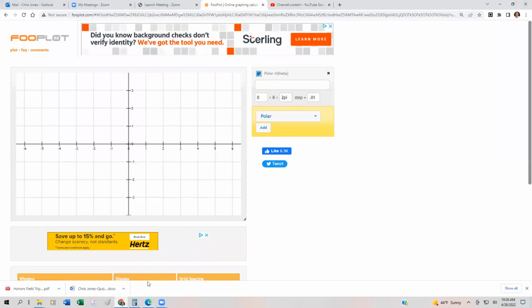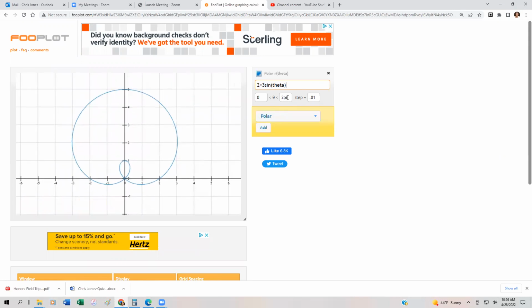So we're going to take a look at the graph of this. If we look at the graph of 2 plus 3 sine theta, this is the graph that we get. What I'm going to do is go from 0 to pi just to make sure that it should go from 0 to 2 pi. Now notice when I go from 0 to pi, it cuts off this bottom part. So realistically, we do want the 2 pi in there to get the entire area of the limaçon.